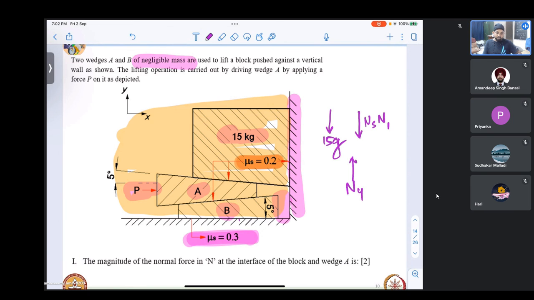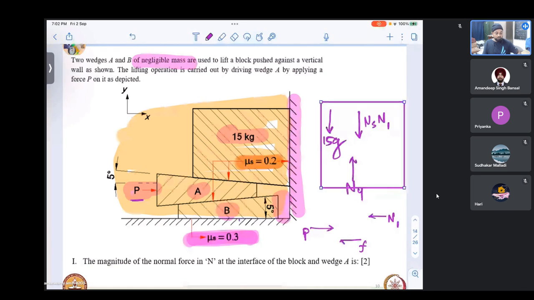We see that P is applied from the left to the right. This will be countered only by our frictional force which we took and our N1 which we took. So we will be able to calculate our values even without having to consider each and every subsystem. We can calculate some of the values considering it to be a global system also.